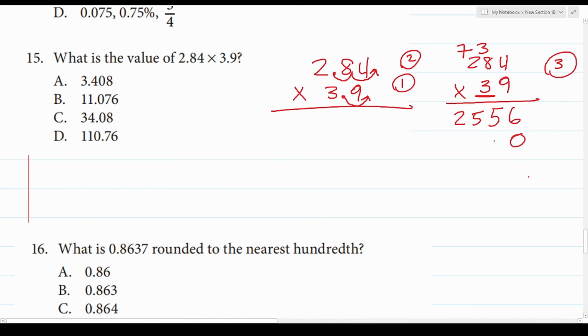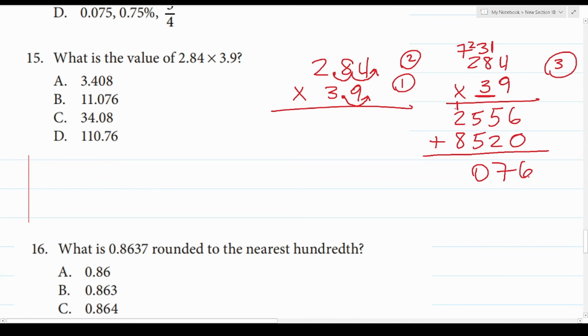3 times 4 is 12, so we're going to have to carry a 1. 8 times 3 is 24, plus 1 is 25, so we're going to have to carry a 2. 2 times 3 is 6, plus 2 is 8. Let's add these together. 0 plus 6 is 6. 5 plus 2 is 7. 5 plus 5 is 10, so we bring down a 0 and carry a 1.